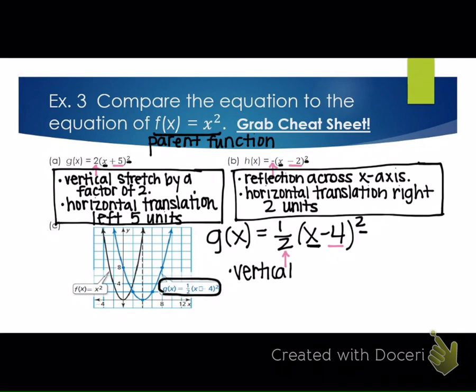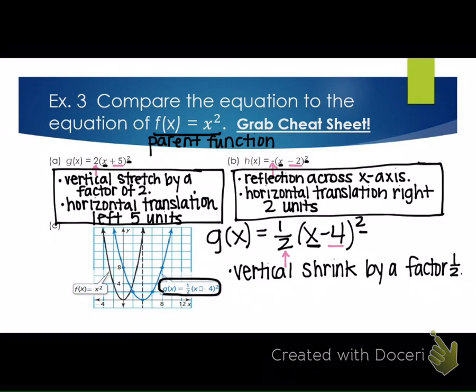And Claire, what category does this 1/2 fall into? Is it greater than 1 or is it between 0 and 1? So is it a stretch or a shrink if it falls between 0 and 1? It's a shrink. By a factor of? Claire, by a factor of what? 1/2. Perfect. Like I said, we really like these vertical stretches and shrinks because it's by a factor of exactly what we see. All right. If it's horizontal, it gets a little trickier.